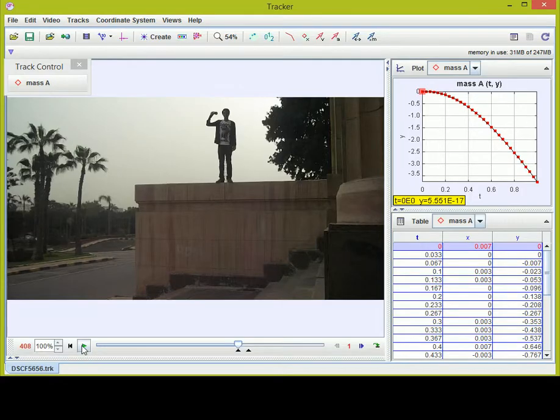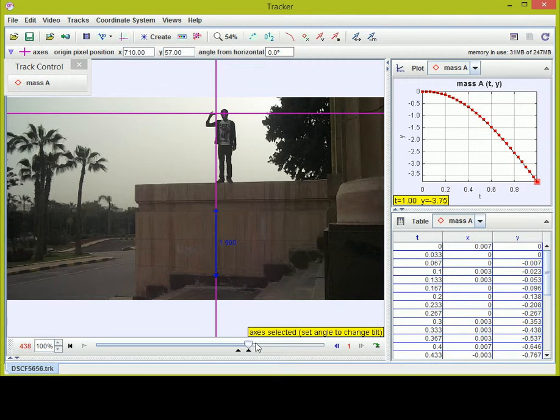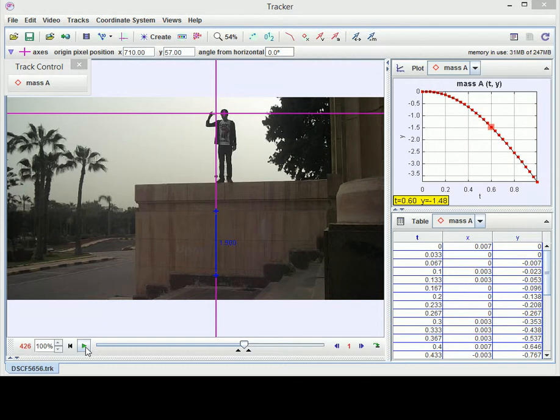To start, I have this video of a light bulb falling to the ground. First, I need to set the length scale. Then, I need to set the coordinate system. I choose the origin to be the initial position of the ball, the positive y-axis pointing up and the positive x-axis pointing to the right. Here the ball is falling from rest, so the initial velocity is equal to 0.